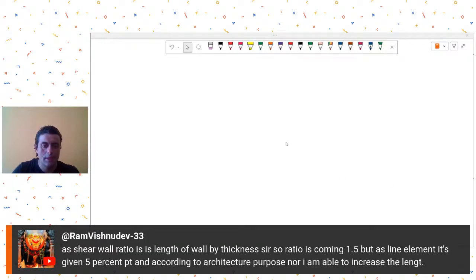Mr. Ram is saying, as shear wall ratio is length of wall by thickness, the ratio is coming 1.5, but as a line element it's giving 5%, and according to architecture purpose, I am not able to increase. I did not understand the first statement, as shear wall ratio is length of wall by thickness. No, no, no. You look for the rho T value. You look for the percentage of reinforcement value that is being shown. Longitudinal reinforcement percentage in the shear wall.